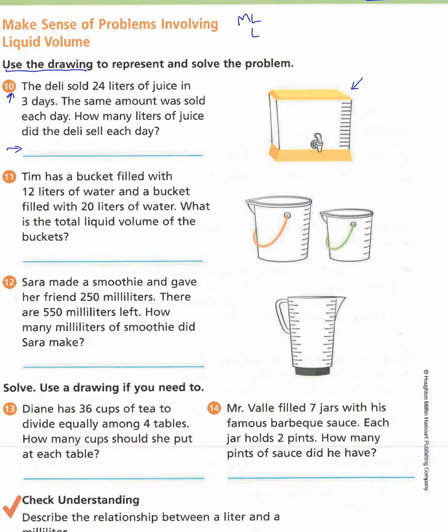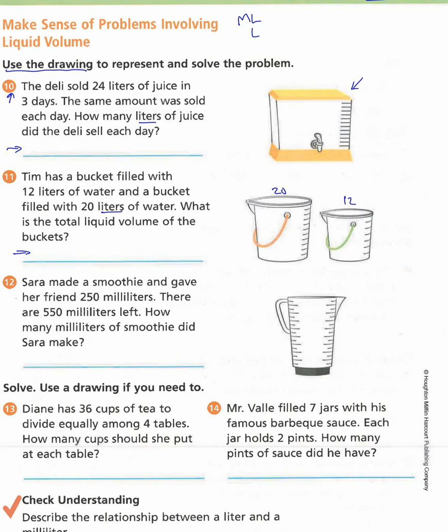Okay, so number 11 says, Tim has a bucket filled with 12 liters of water and a bucket filled with 20 liters of water. What is the total liquid of the buckets? So if you were to put them together, this one's pretty straightforward. I don't even need to do a drawing on that one. So here's our 12 liters and here's our 20 liters. If we were to put them together, what would your total volume be? And again, we're using liters there. And it's also liters up there, if I didn't say that. All right, so when you're ready, I'm just going to number 12.